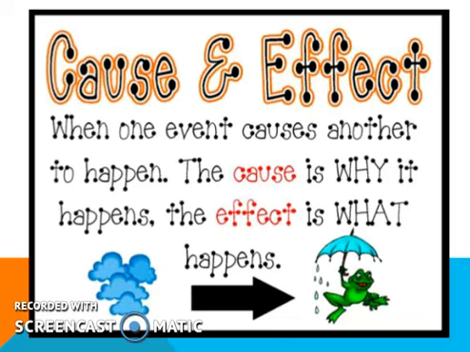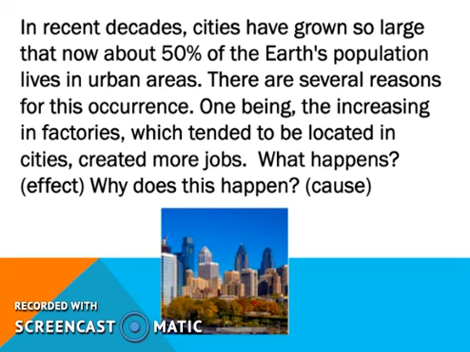When we're reading a story and we can ask the questions, what happened and why, we can figure out that this is a cause and effect structured text. Here's an example. In recent decades, cities have grown so large that now 50% of the Earth's population lives in urban areas. There are several reasons for this occurrence, one being the increase in factories, which tended to be located in cities, creating more jobs.